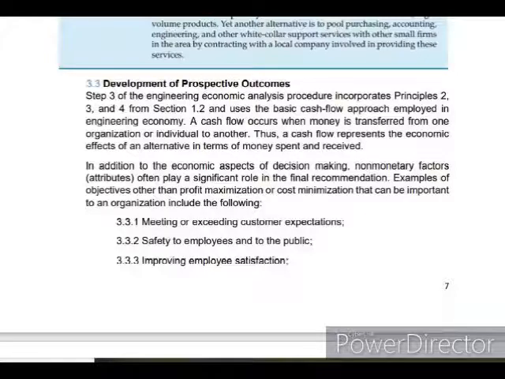medications. Okay, so next, improving employee satisfaction. Yes, it also adds value. Why? Because a satisfied employee works better, so he or she can be more efficient.